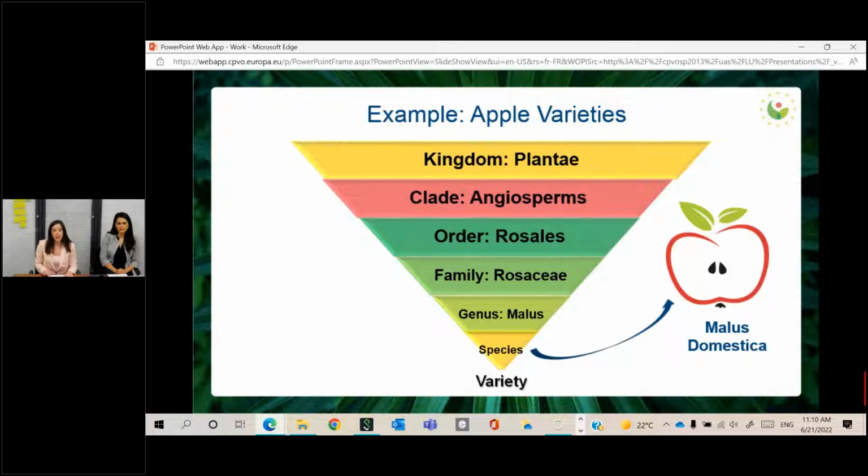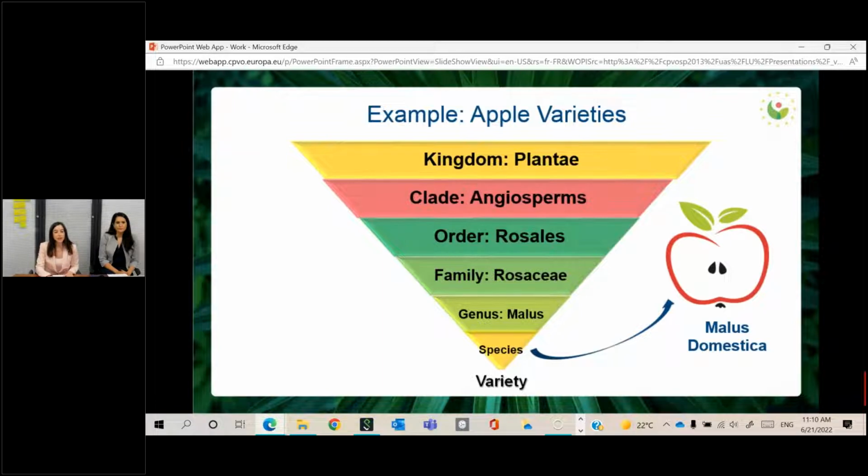We go one step down and we have the genus, which is Malus. And this comprises about 50 species, so domestic and wild apples. Then again, we go one step down to the species. Here we have the Malus domestica, so domestic apples. And finally, we get to the tangible unit, which is the variety.